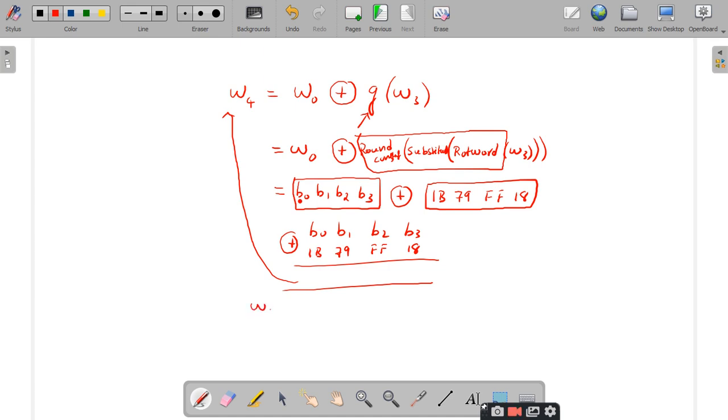Now W5. What is W5? Can anybody tell me what is W5?